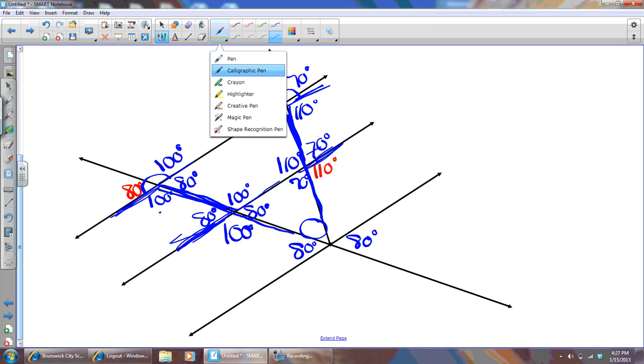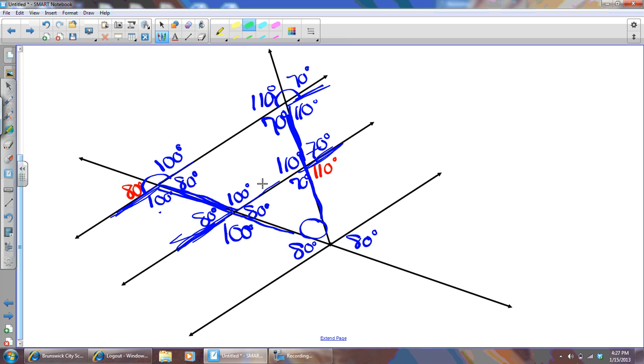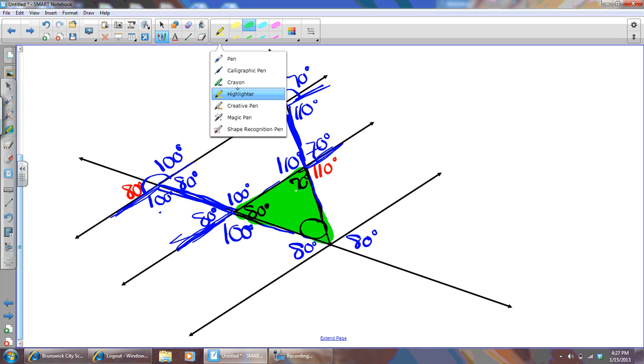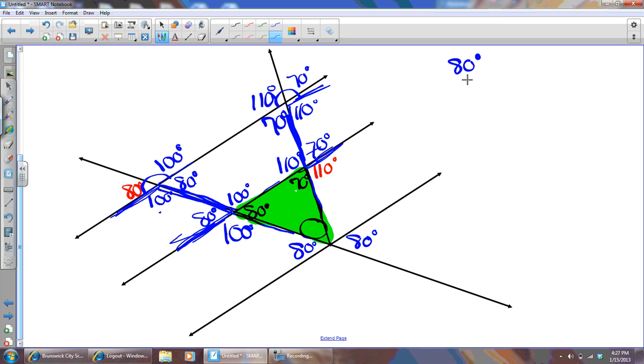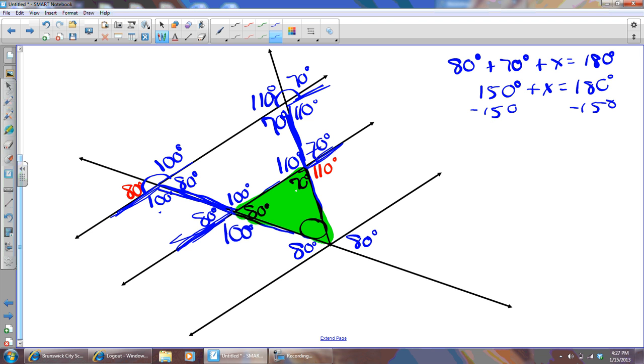Well, look at this. Don't I have a triangle? See my triangle? How many degrees in a triangle? 180. Well, I have an 80-degree angle, a 70-degree angle, an angle that I don't know, and that has to equal 180 when I add them up. So I'm going to get 150 plus x is going to equal 180. I'm going to solve for x, and I'm going to get x equals 30 degrees. Now I know that that's 30 degrees.